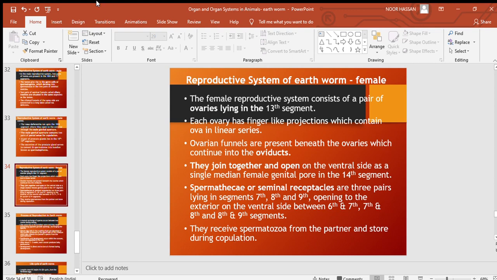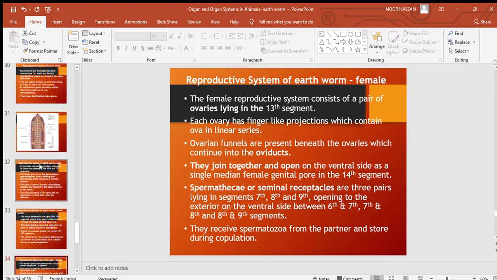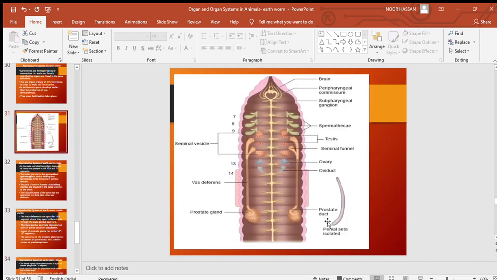Going back to the picture, this is a hermaphrodite animal having both male and female reproductive organs. These are the ovaries, and these are the oviducal funnels, and below that is the oviduct. The oviducts on both sides join together and open outside through the female genital pore. And these are the three pairs of structures called spermathecae.